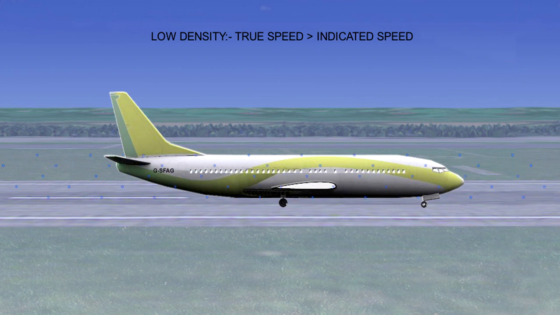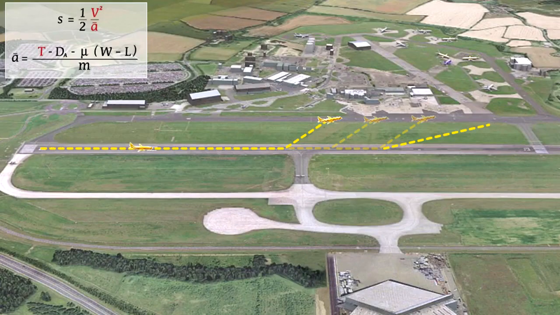But now the aeroplane must travel faster through the air to achieve these parameters. Thus we have a relationship in which, when the density falls, to achieve the same indicated airspeed, the true airspeed must be higher. The third effect that density has on the takeoff is that it will reduce the angle of the initial climb, and, as already mentioned, this will increase the distance to get to the screen height.